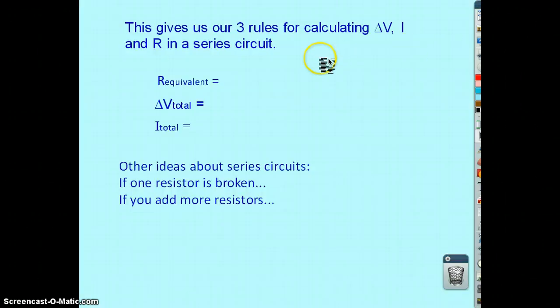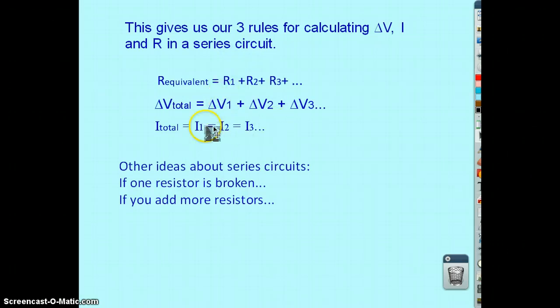Let's recap our rules. Equivalent resistance is equal to the sum of all the resistors. Total voltage is equal to the sum of the voltages. And total current is equal to the current in each part of the circuit. When we talk about parallel, you're going to see similar rules, and you'll have to be able to access these very quickly. Let's talk about series, about a couple other ideas.